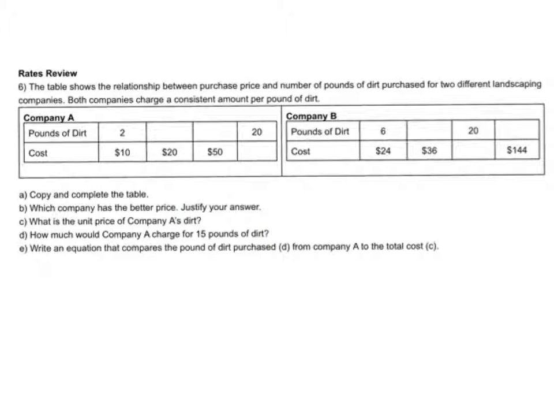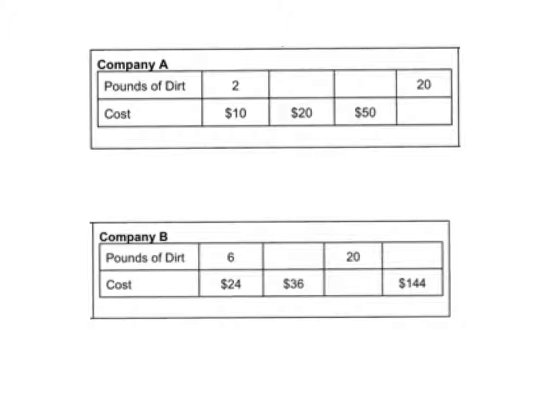The table shows the relationship between the purchase price and the number of pounds of dirt purchased for two different landscaping companies. Both companies charge a consistent amount per pound of dirt. So we have two companies and we have all of these different questions. The first question we're going to be talking about is to copy and complete the table. So I've copied company A and company B here. Now we want to try to complete these different missing values.